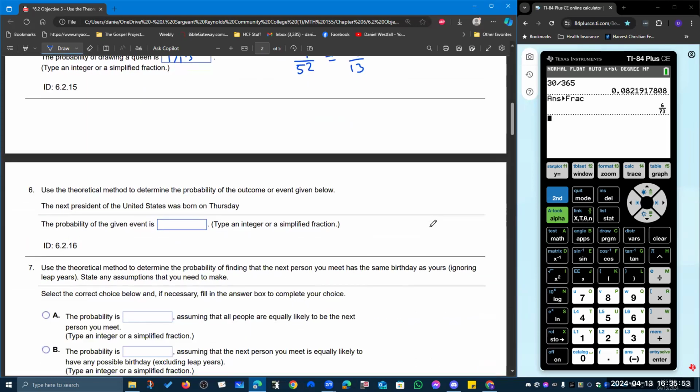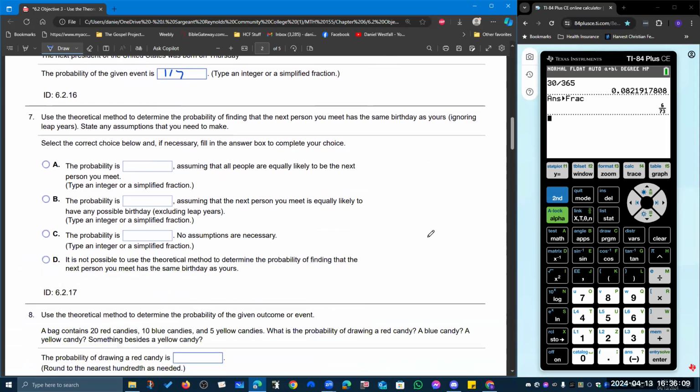Use the theoretical method to determine the probability of the outcome given below. The next president of the United States was born on a Thursday. Using all days of the week as equally likely, Thursday is 1 out of 7 days of the week that they could be born on.